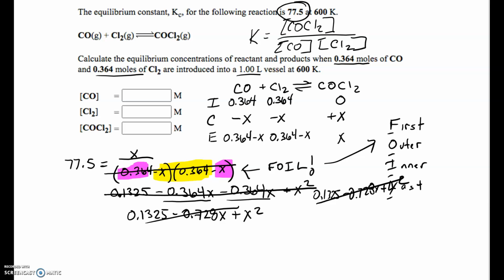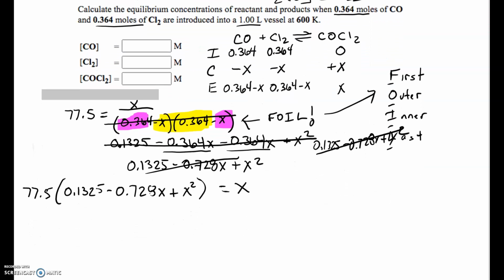Why don't you rewrite it? I think that would be helpful. I will. 77.5 times all of those terms. It's going to be 0.1325 minus 0.728x plus x squared. And that equals x, because we still have that numerator up there. All right, I'm just going to scroll a little bit.